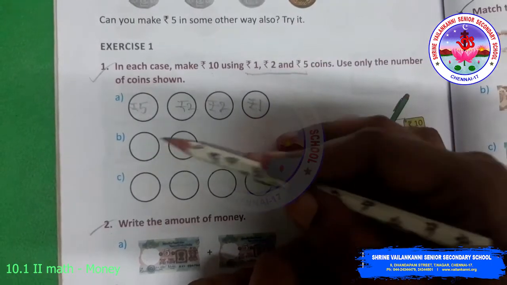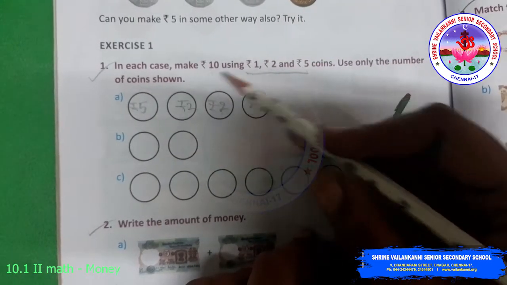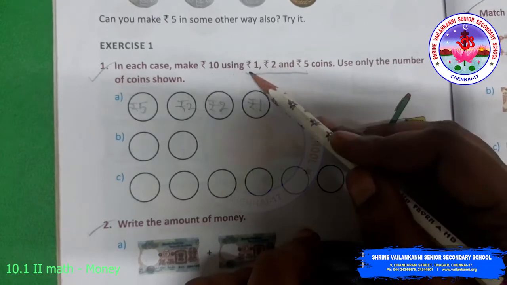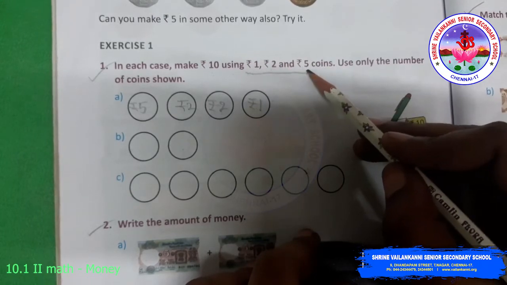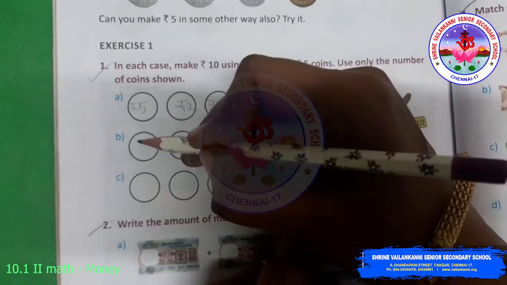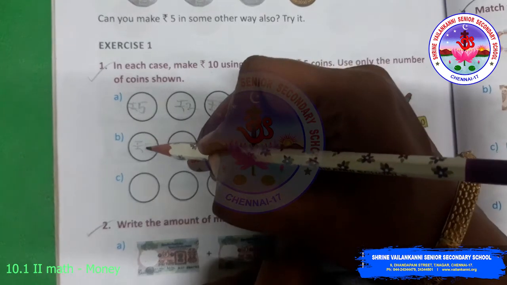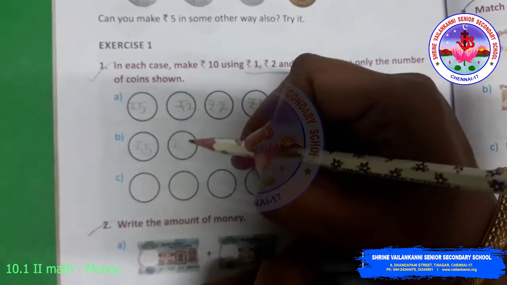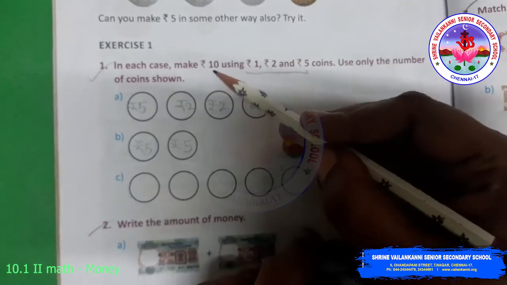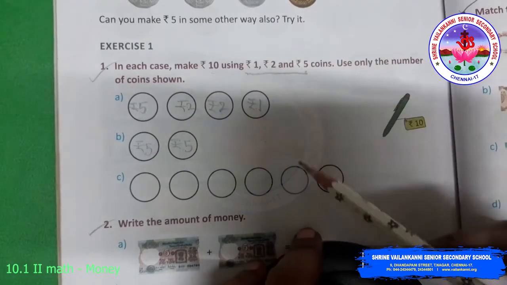Now only 2 coins I have to use, but I should get 10. If I use this 1 and 2, I will not get 10. So I choose 5. So I use 2 5 rupee coins, which will add up to become 10. 5 plus 5 is 10.